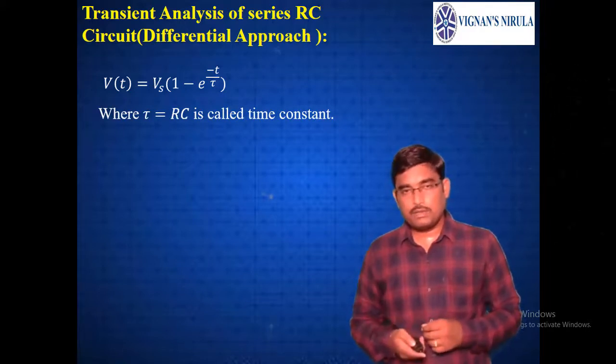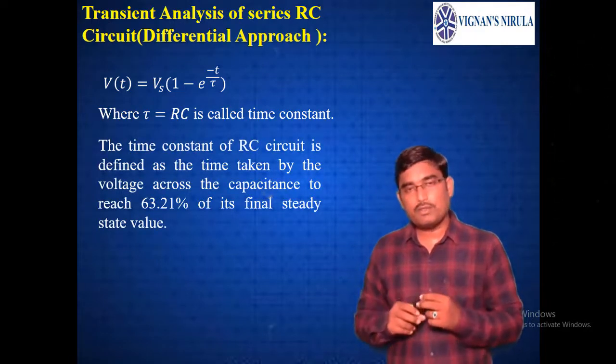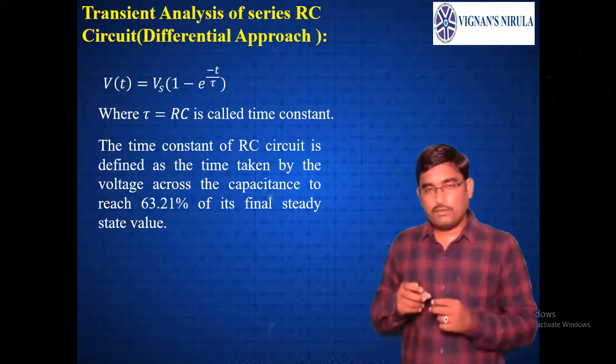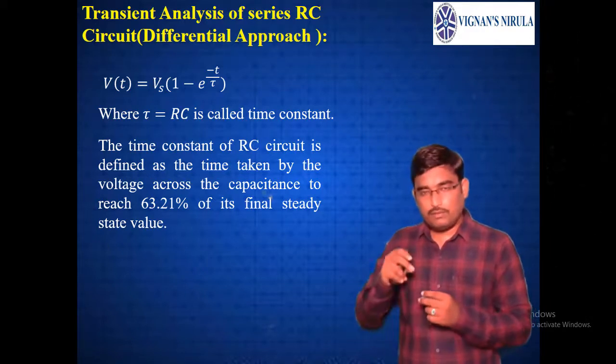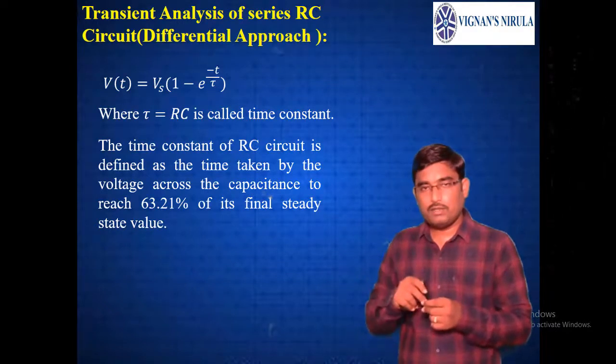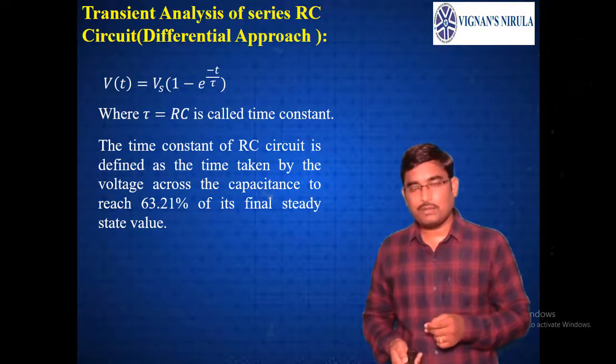So here the time constant definition means it is the time taken for the response to reach 63.2% of its final value. 63.2% of its final value means the final value of the capacitor voltage, since it is finally charging to the supply voltage Vs. So 63.2% of Vs, in order to reach this value, the time taken for the capacitor is nothing but the time constant.